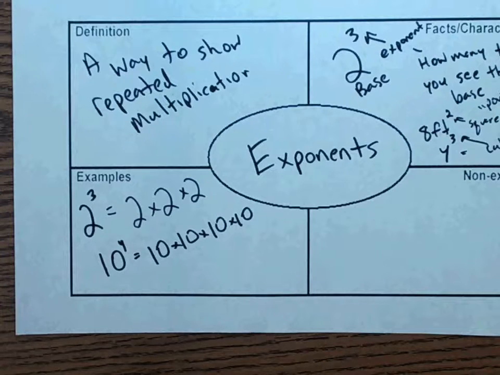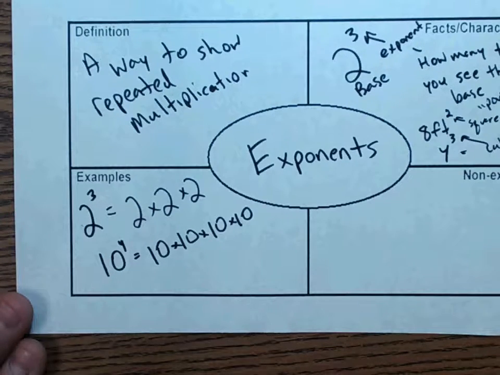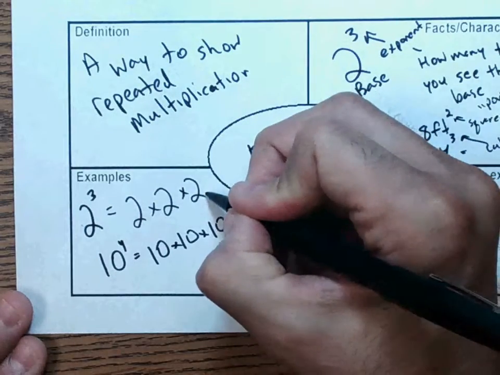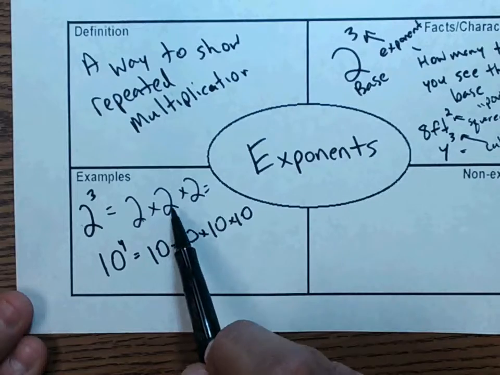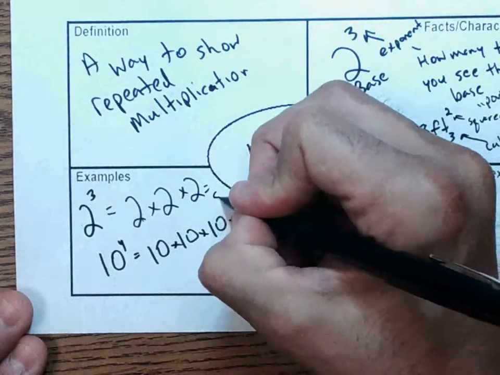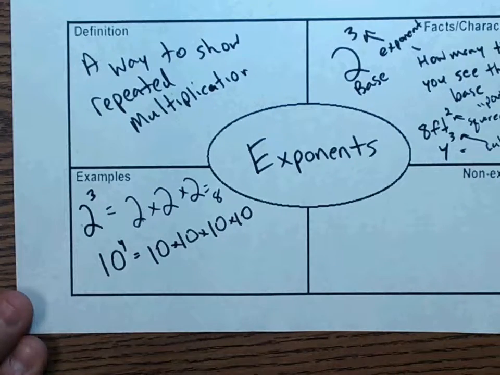Alright, pretty simple. So here we've got exponential form, here we've got expanded form. And if we wanted to go one step further, standard form is when we actually do the multiplication. 2 times 2 is 4, 4 times 2 is 8. So this would be standard form. All 3 of these are the same thing.